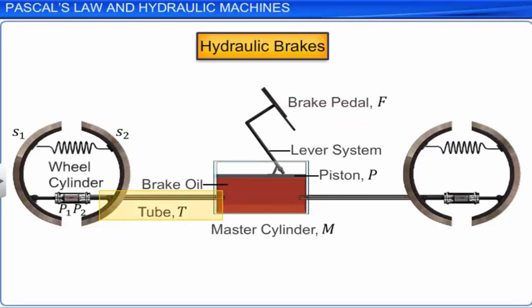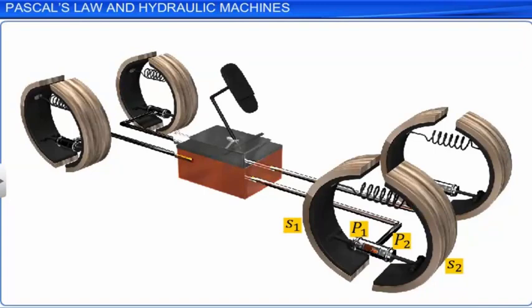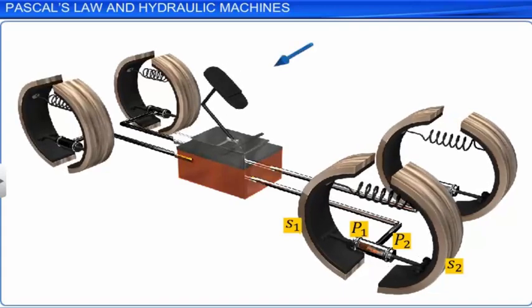consisting of two pistons P1 and P2, which are connected to brake shoes S1 and S2. The same system is connected to the other wheels of a vehicle. When the brake pedal is pressed, the lever system operates, transferring the force to the piston P. The piston P is pushed inward, increasing the pressure in the master cylinder.